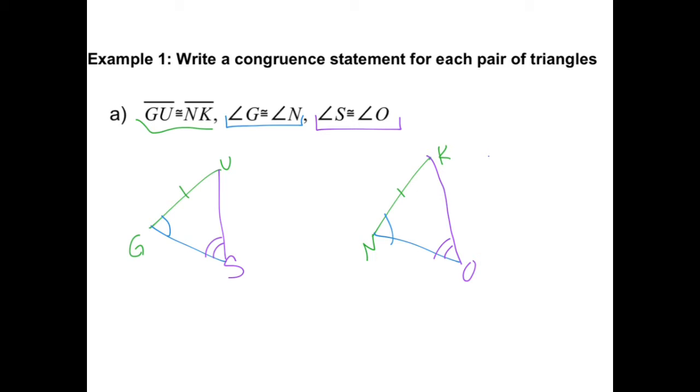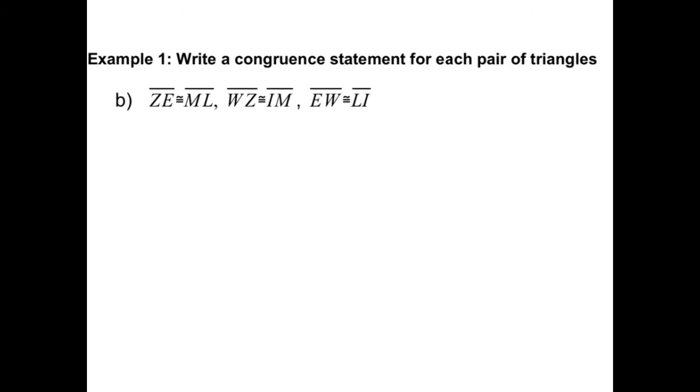So if we look at the relationship, I have 2 angles and a non-included side, 2 angles and the same non-included side. So this is the same one because I know it's the same one from starting with this statement up here. The corresponding, when I say the same one. So what our congruent statement will be is that triangle GSU is congruent to triangle NOK by angle, angle, side.